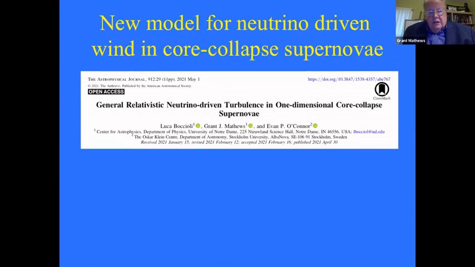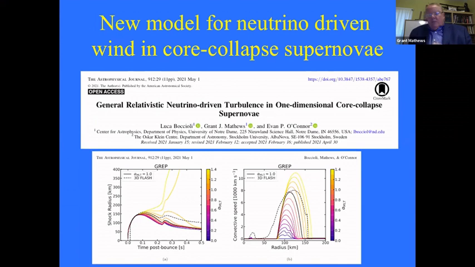Now, I want to say I've been working recently, and others have done this too, but I wanted to give a plug for my student, Luca Baccioli, who will actually be the chair of a session later today. We've been reworking the one-dimensional core collapse supernova models based on a method developed by Sean Couch, called simulated turbulence and reduced dimensionality.